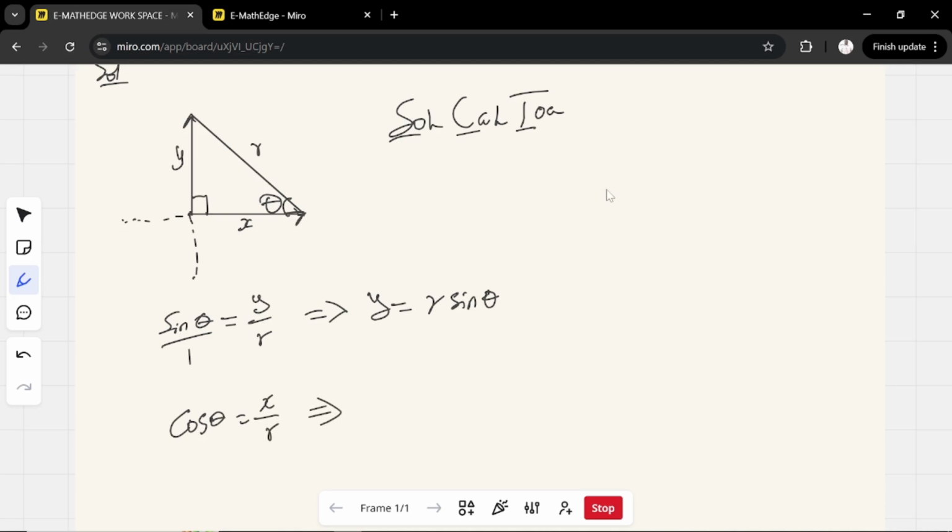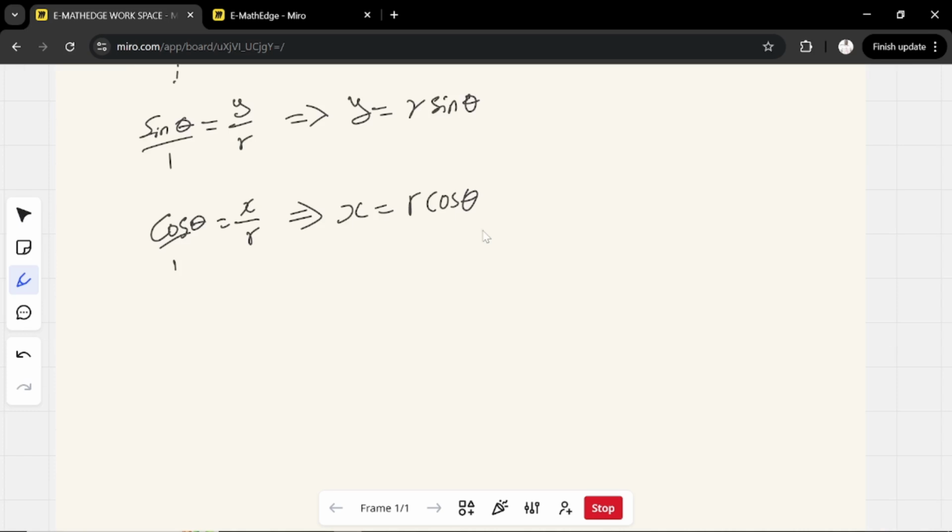This implies that now if we are to take this to fraction such that we cross multiply, we are going to have x equal to r multiplied by cos theta. We are going to have it to be r cos theta. So having obtained this, the next thing to do is to use the Pythagoras theorem to solve for that.